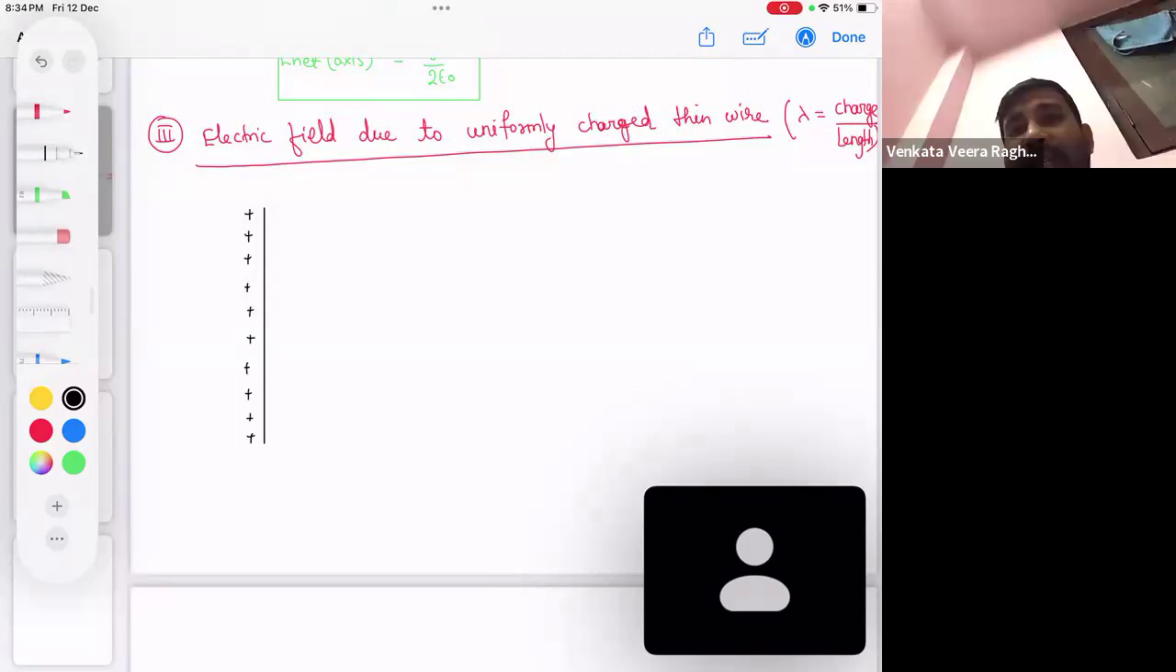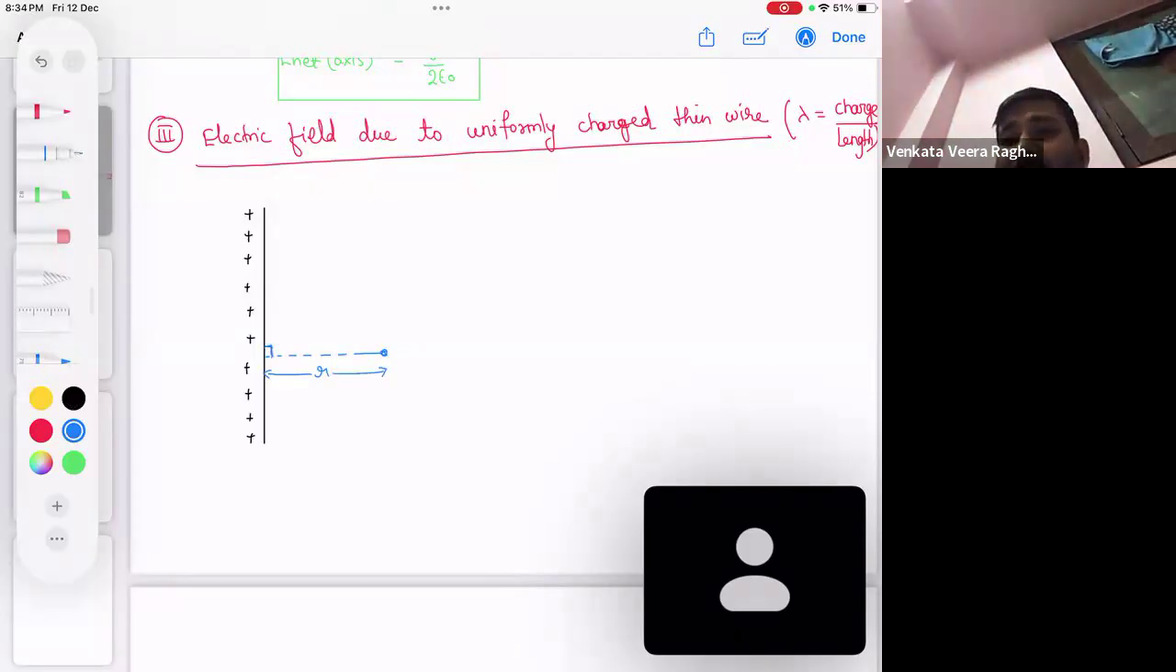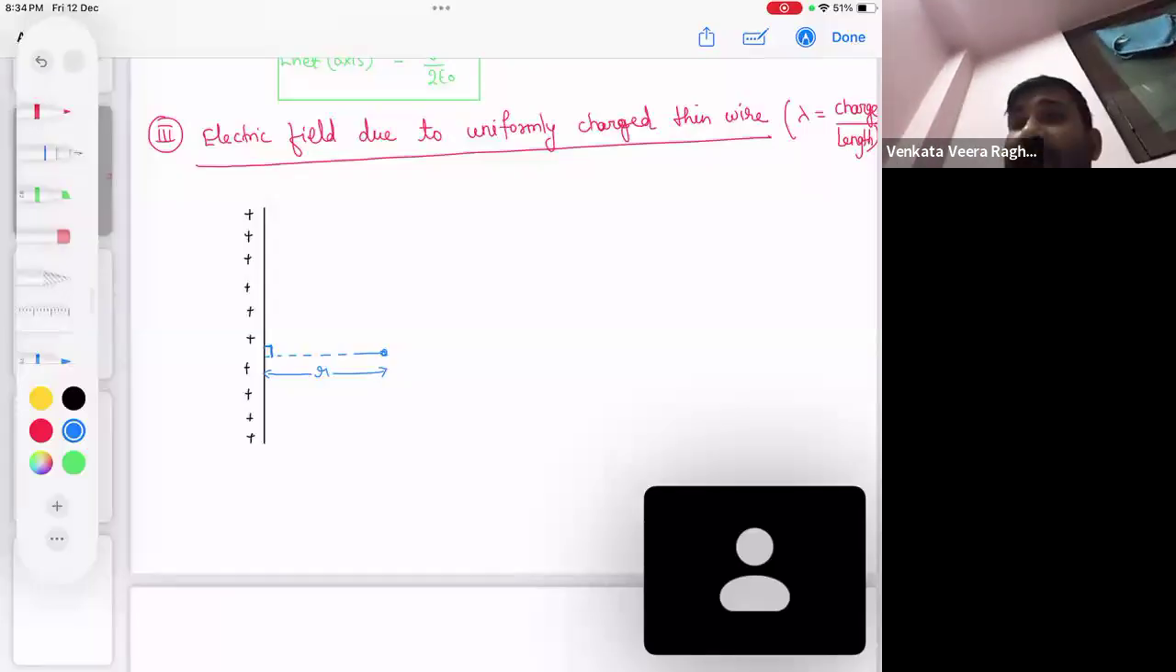Okay, let's see. I'm going to take a point somewhere here. That point is r distance from the wire. This r is the perpendicular distance of the point from the wire. That's right. It is the perpendicular distance of the point where we want to calculate the field from the wire.